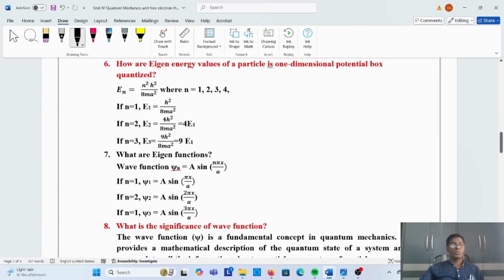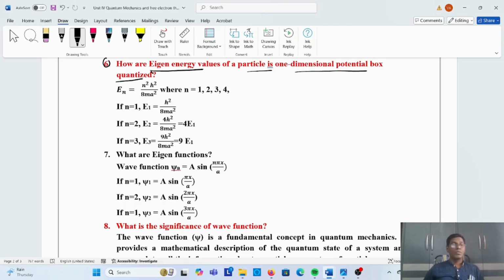Now this is another question. This question is important. How are the energy values of a particle in a one-dimensional potential box quantized? This concept comes from the concept of particle in a one-dimensional potential well.